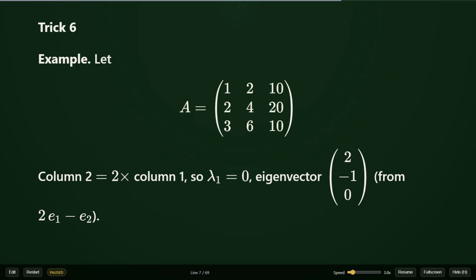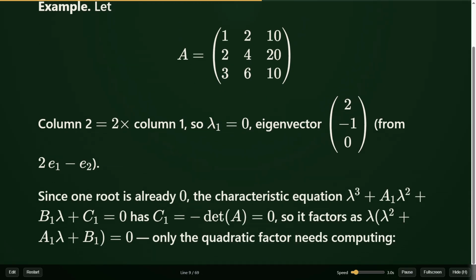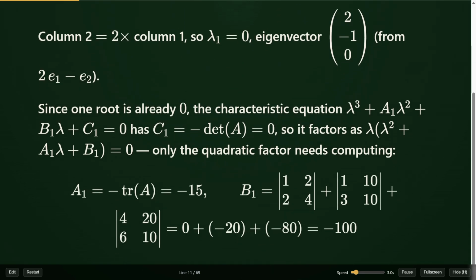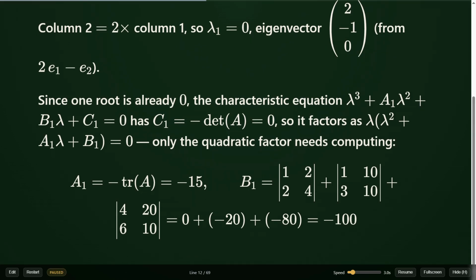Basically, if we take first column 2 times and second column minus 1 times, that means they add up to 0, then the eigenvector is 2, minus 1, 0. Eventually, when you multiply A by 2, minus 1, 0, you will get 0, 0, 0. So the eigenvector can also be easily found in this case, and the first value is 0. Therefore, the cubic in lambda will not have a constant term. C1 is going to be 0, which is the determinant.